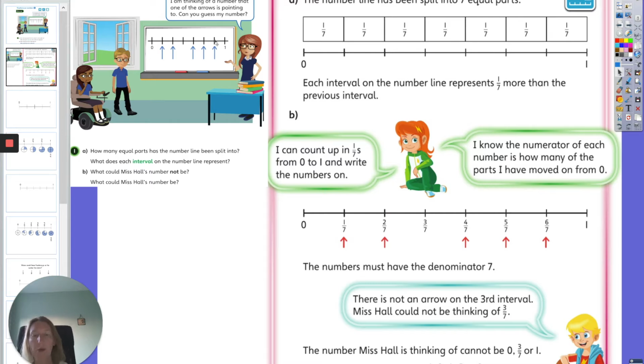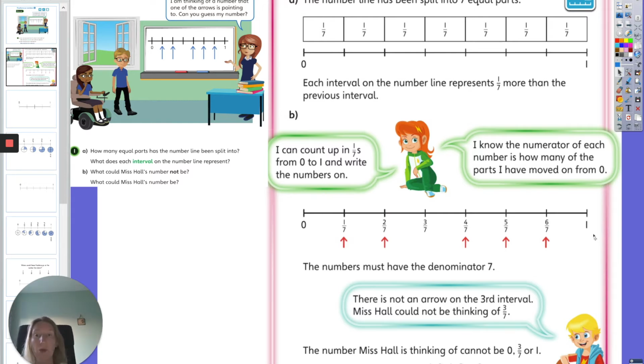Okay, so if you are plotting those numbers on that number line, the 0 was done for you, and then you have 1/7, 2/7, 3/7, 4/7, 5/7, 6/7, and then 1. 1 is your whole. And if you wanted to, you could write that as 7/7 when the numerator and the denominator are the same. So we've answered the first bit. What does each interval on the number line represent? Well, it represents a 7th.